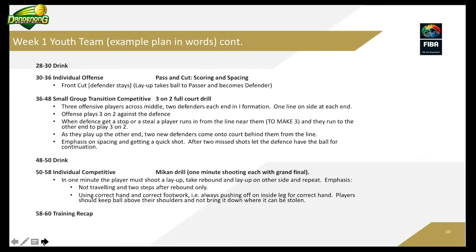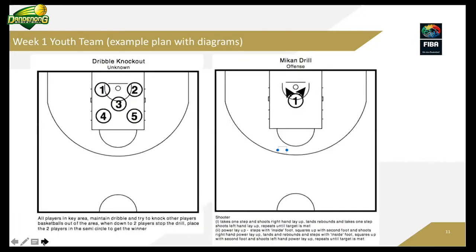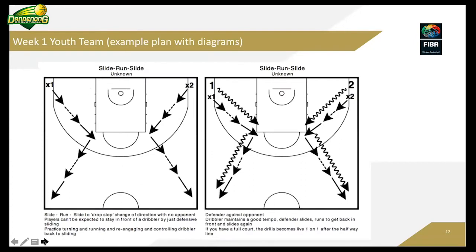The Mikan drill is to work on their skills right near the basket. So that's just the dribble knockout piece. Everybody in the key, the last two in the little semicircle to finish. Mikan drill is right to left, shooting layups. Back in the 40s and 50s, it's been a while since George Mikan did that drill, but it's still lasting through the ages.